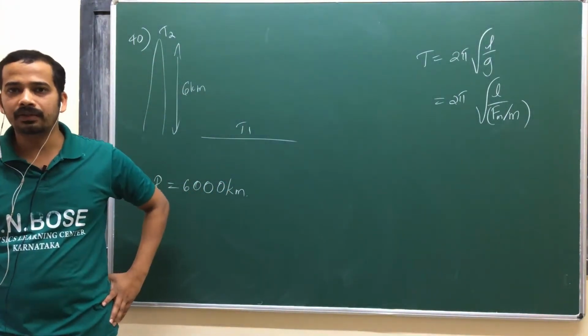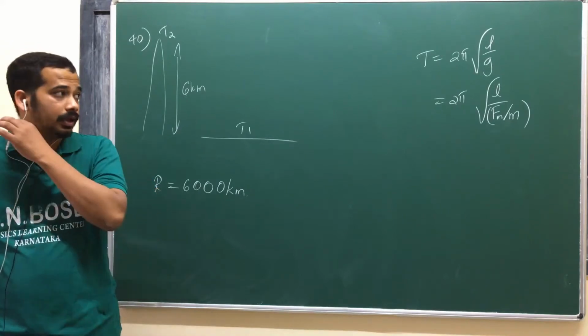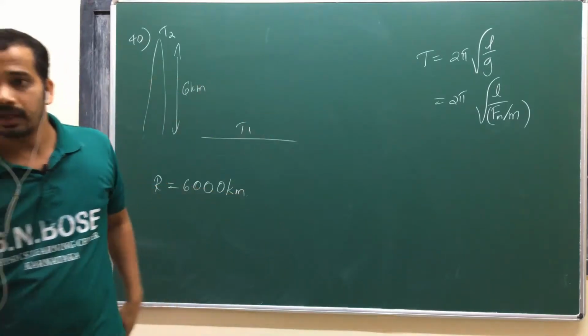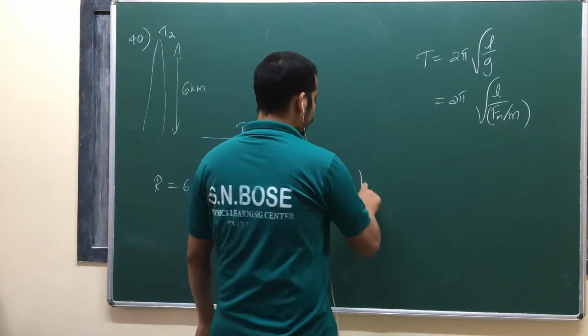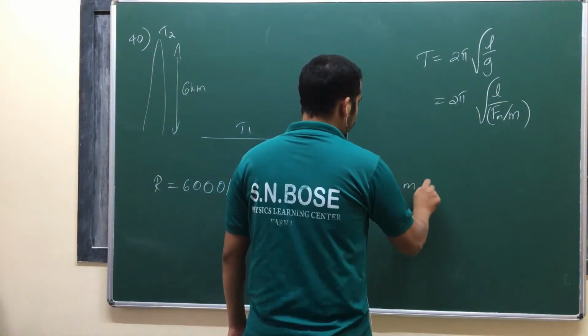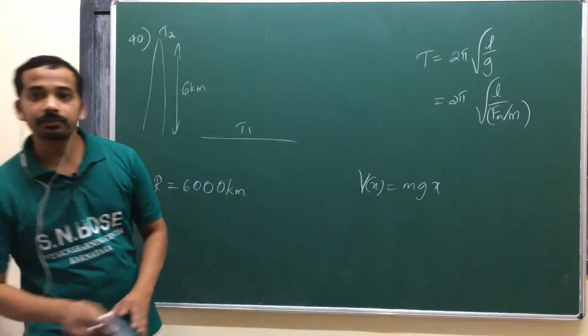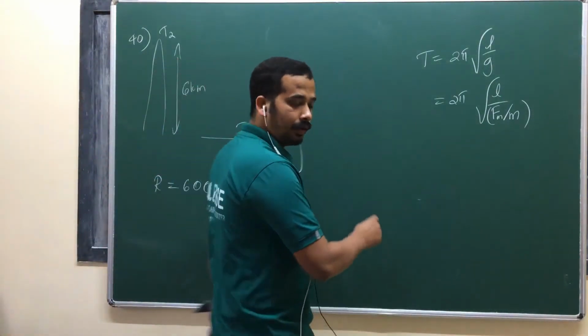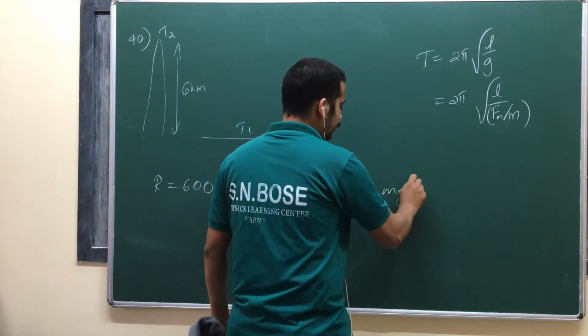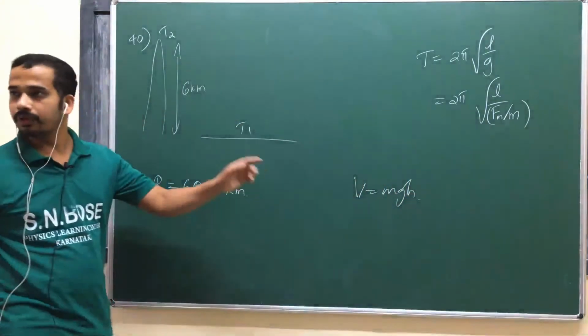So now again we have taken that approximation, that Earth is very big. Whatever V of x is equal to mg into x, or mg into h, isn't it? V is equal to mg into h. This is an approximated potential energy.